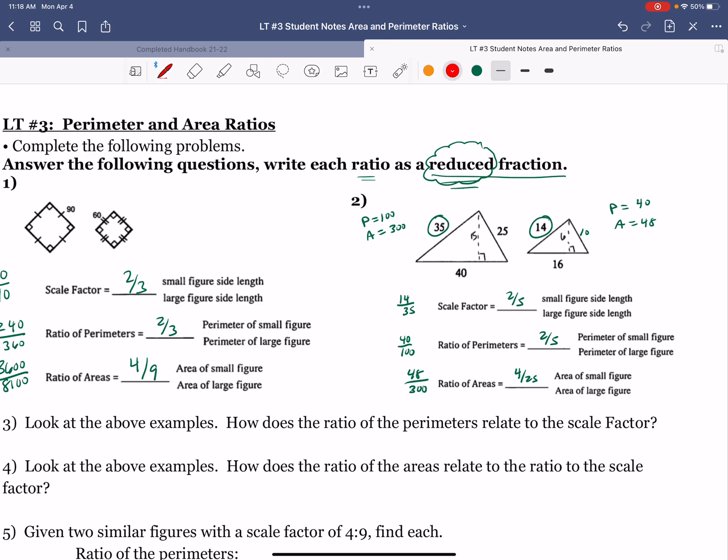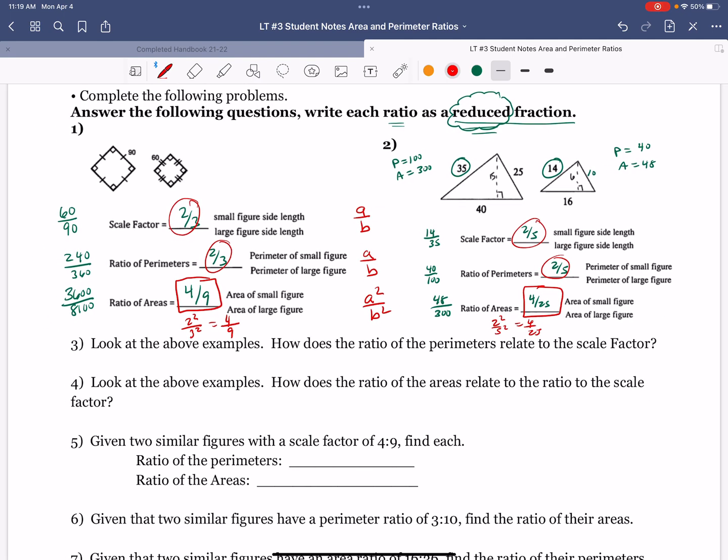So the question is, if I know for each of these examples my scale factor, if that is A to B, what would be the ratio of the perimeters? Well, notice that these two are the same. The scale factor and the ratio of the perimeters is the same for both. But what we see is that the ratio of the areas is different. Now, what did I do to 2/3 to get 4/9? Well, I know that 2 squared is 4, 3 squared is 9, and over here, 2/5, if I square those, I get 4/25. So this is really A squared over B squared, ratio of the areas.